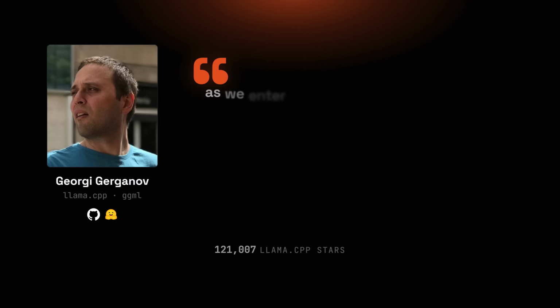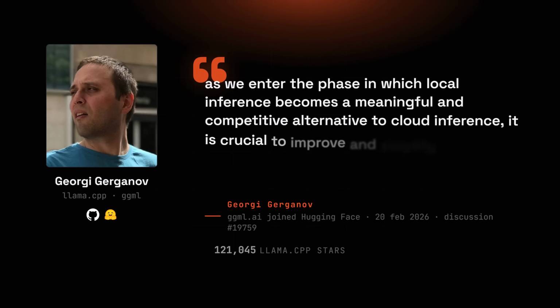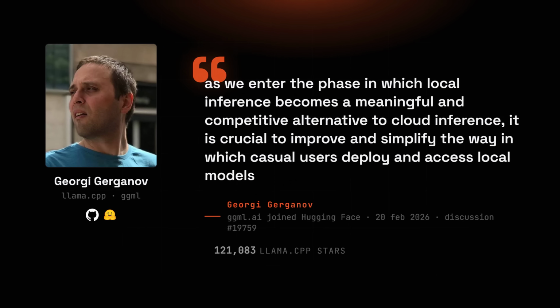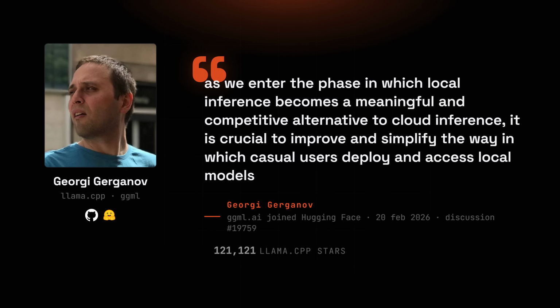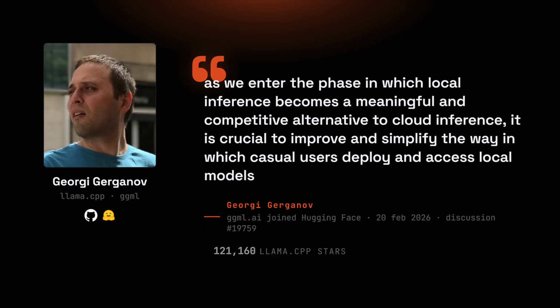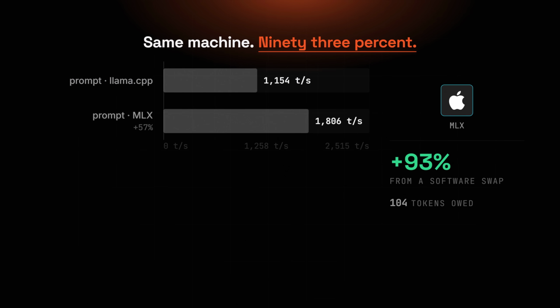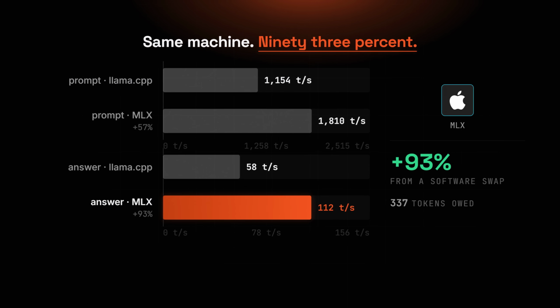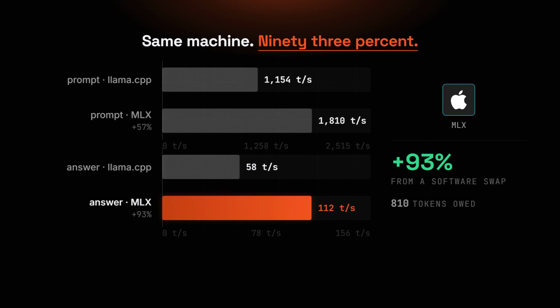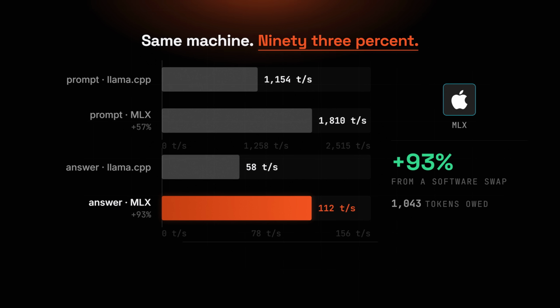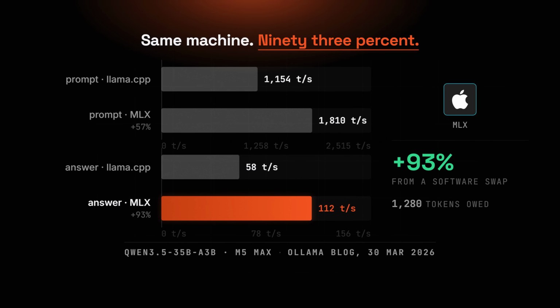Two things did change this year. In February, the team behind llama.cpp joined Hugging Face. Georgi Gerganov wrote that local inference is becoming a competitive alternative to the cloud, and the way people deploy it has to get simpler. In March, Ollama swapped llama.cpp for Apple's MLX on Mac. Same machine, same model, prompt processing up 57%, generation up 93%. A bigger jump than any card you could have bought that month.